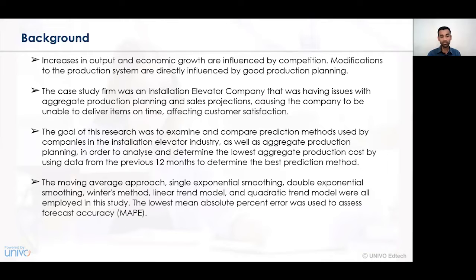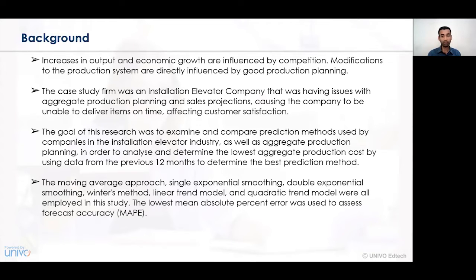The goal of this research was to examine and compare the predictions made by the companies, that is, the installation of an elevator industry, as well as the findings from the aggregate planning module. The planning module always had a certain difference in price level with respect to the availability of products, goods and services in the organization, and how those could be matched with the demand level. The demand level was observed for a period of 12 months, and accordingly the best prediction method needed to be accepted.